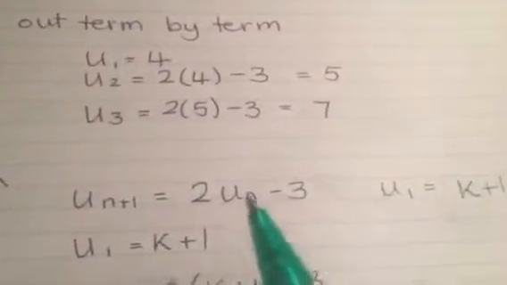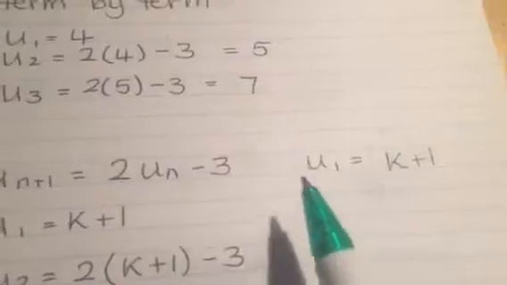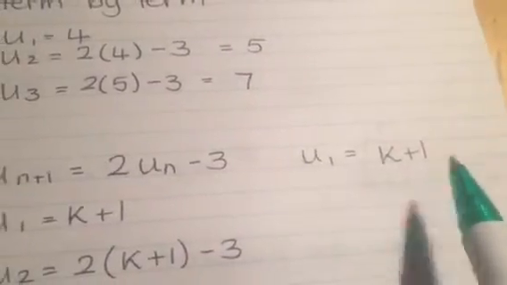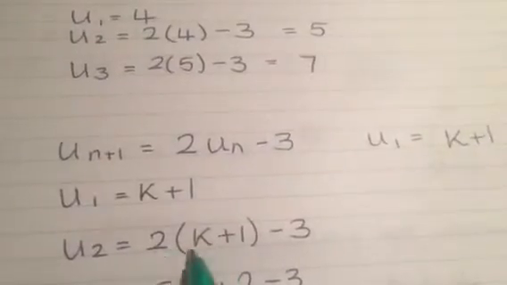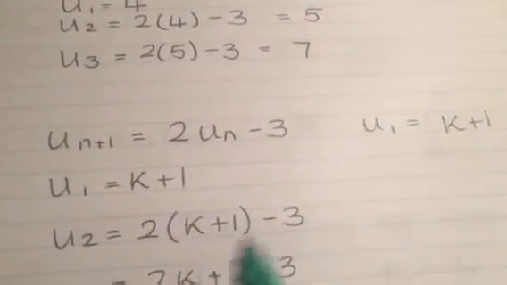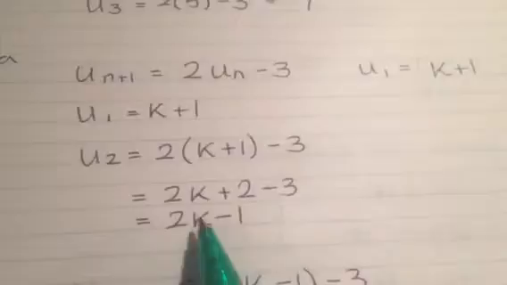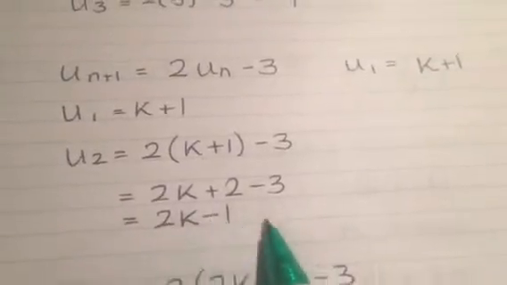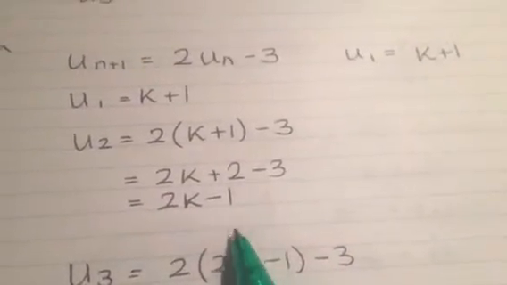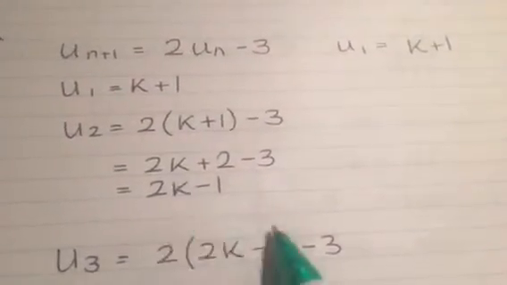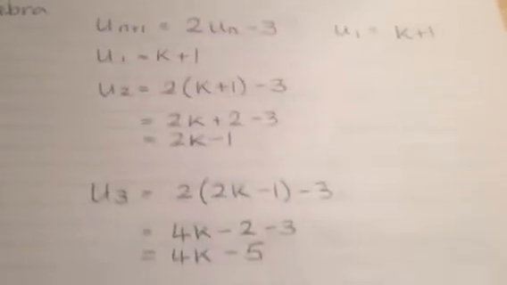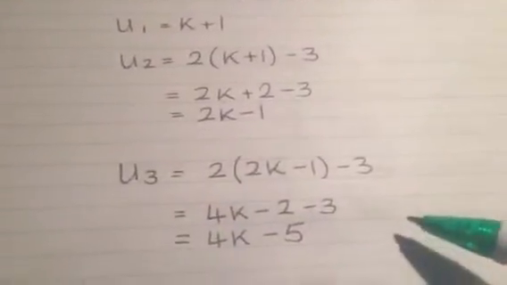You may be given algebraic ones, so in this case u1 could be k plus 1, so you put the algebra in there, so u2 is 2(k plus 1) minus 3. Always simplify this as much as you can before you substitute this back in to find u3. So the formula is 2 times the previous term minus 3, and again simplify that.